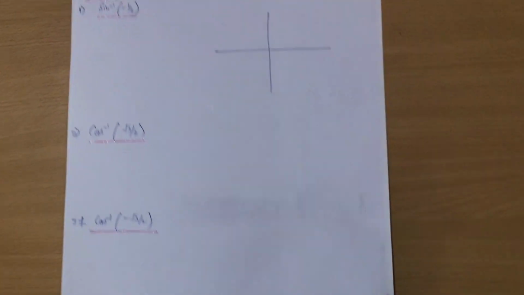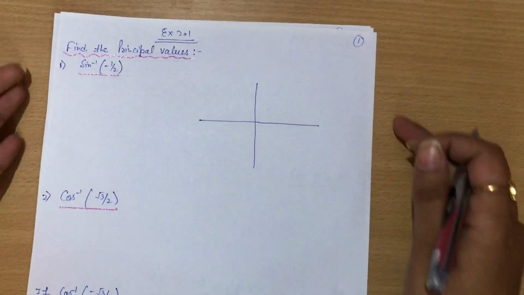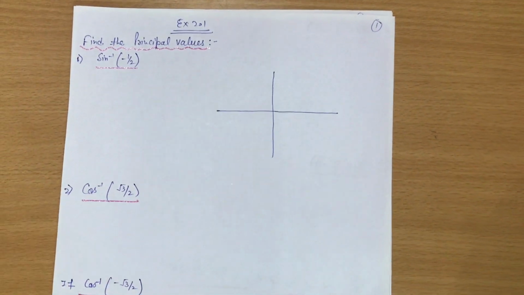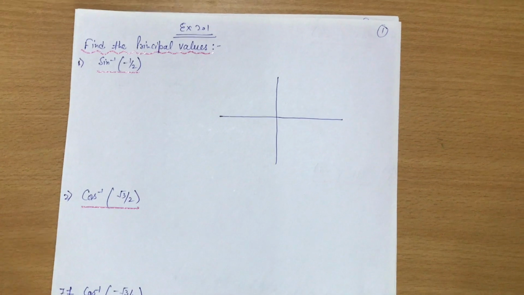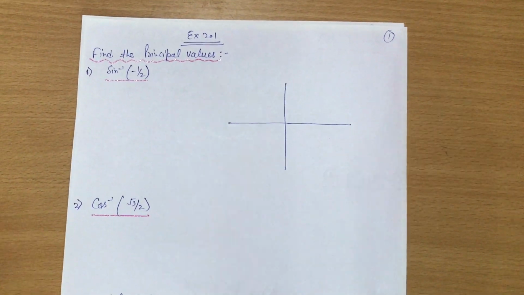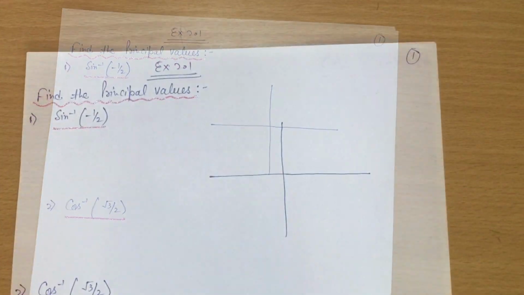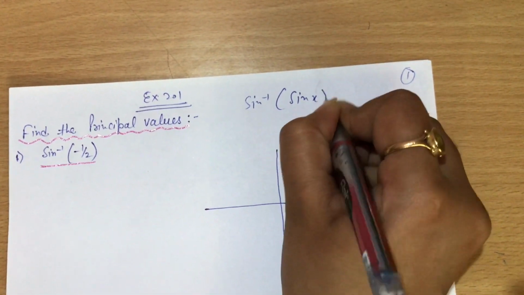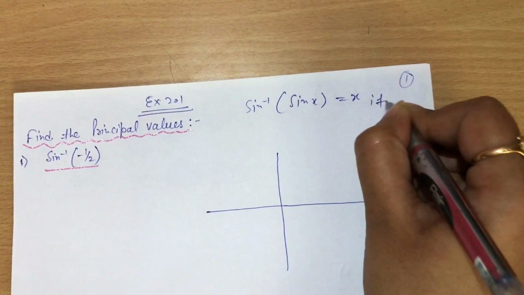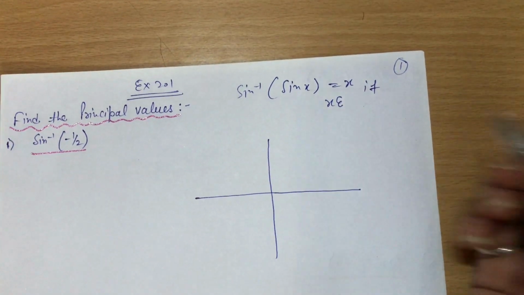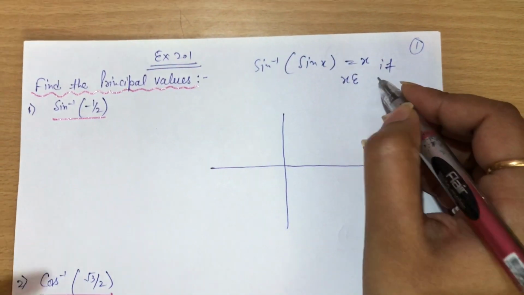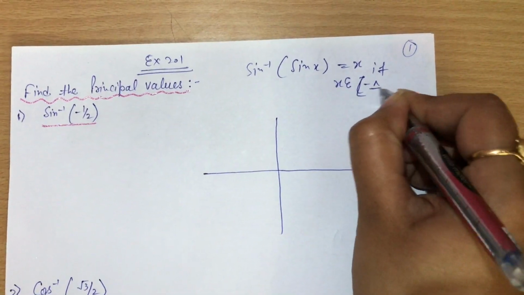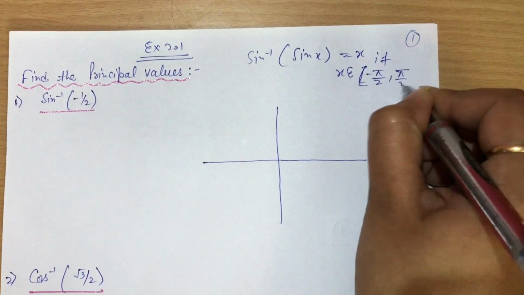So here is Exercise 2.1. The question is: find the principal values. The first expression is sine inverse of minus 1 upon 2. Students, we know that sine inverse sine of x is equal to x if x belongs to the principal range of sine inverse, and the principal range of sine inverse is the closed interval minus pi by 2 to pi by 2.